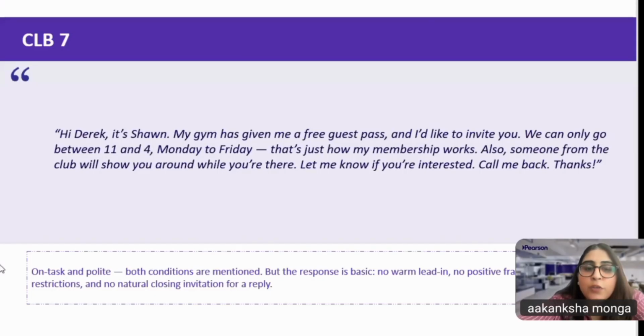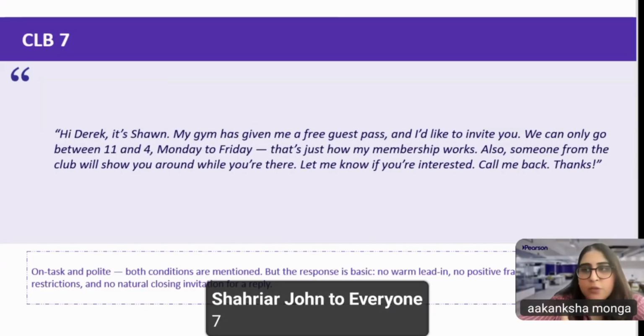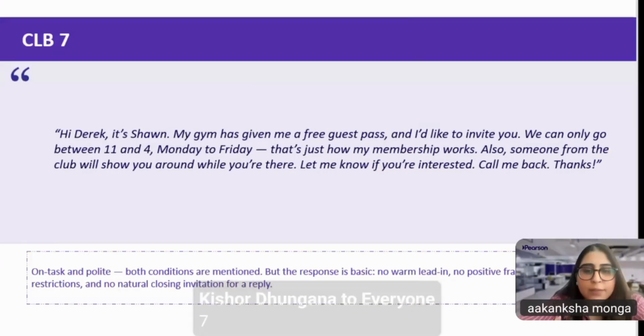This response for CLB 7, it's definitely on task. It does address the task. It is polite, which is a requirement of the prompt. Both the conditions that were mentioned in the original prompt have been addressed here. So the speaker, the student, has addressed the prompt in its totality. However, some things are missing from this answer.